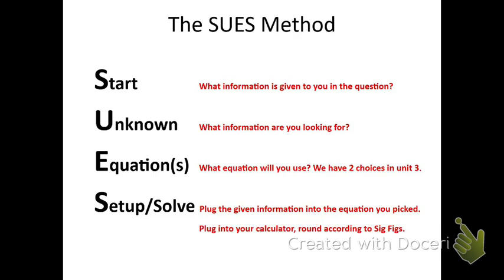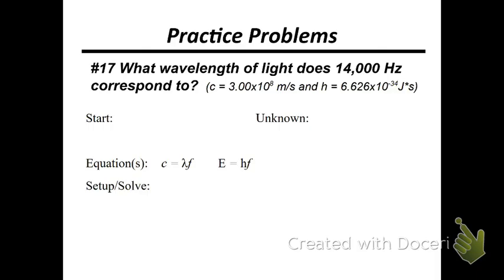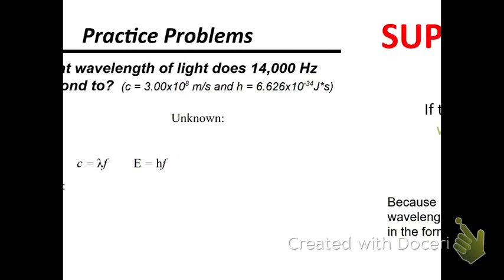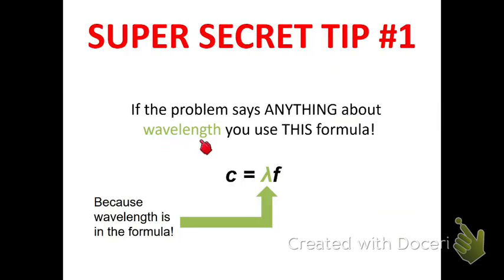So the first question that we have says, what wavelength of light does 14,000 hertz correspond to? And then we have our constants given to us. Now, before I even go into this, I'm really paying attention to the words that are being used. If you ever see the word wavelength, then you know that you're going to be using this formula, c equals lambda f, because wavelength is in this formula and it's not in the other formula.